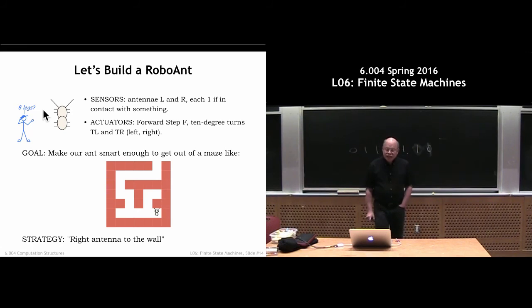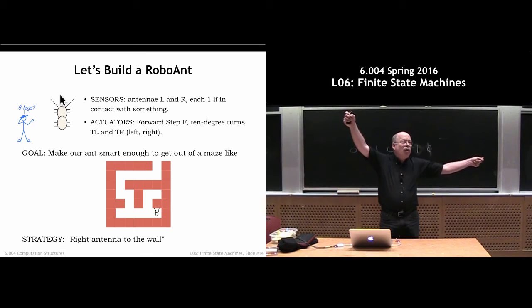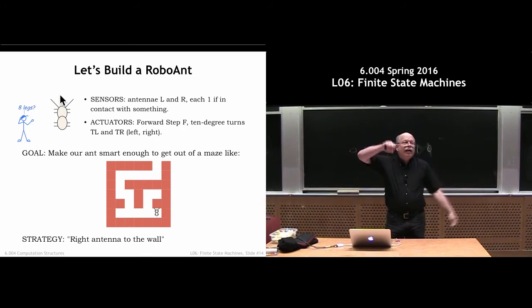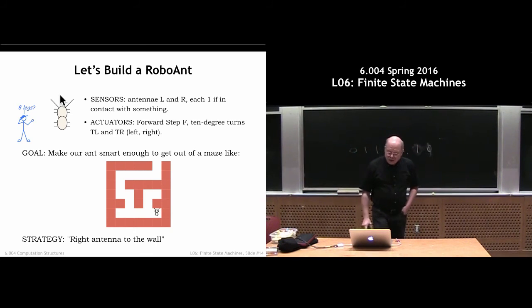Let's build this ant. Here's a robotic ant, which for some reason in 004 has 8 legs. It always amused me that that was true, and I've never gone to edit the slides to only give it 6 legs. So this is an arachno ant, I guess. It has 2 antennae, left and right, and they're sensors. The sensor L is a 1 if the left antenna is touching something, and R is a 1 if the right antenna is touching something.